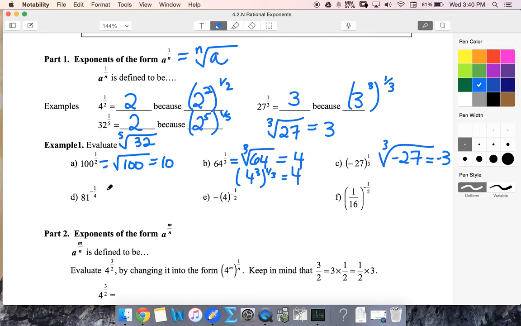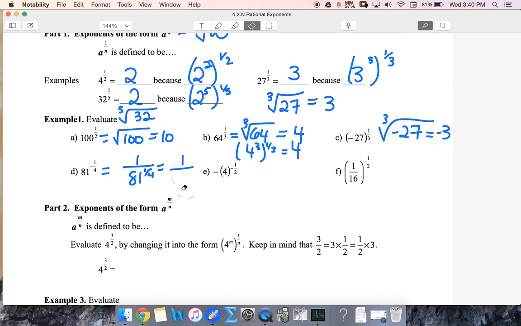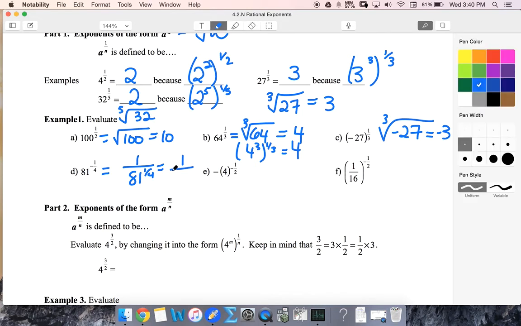81 to the negative 1/4. 1 over 81 to the positive 1/4. Notice this didn't switch. The negative made my base go into the denominator. That's going to be 1 over 4th root of 81.